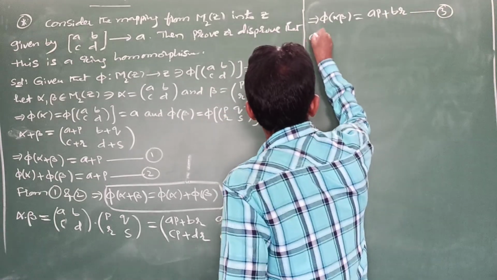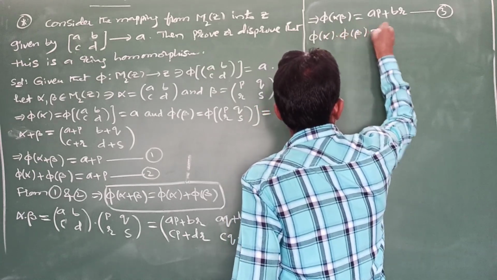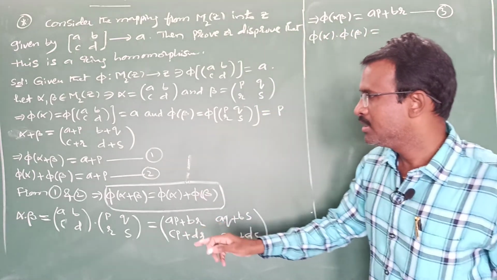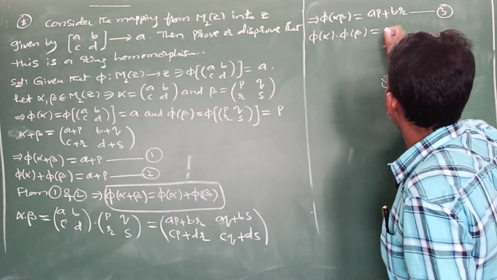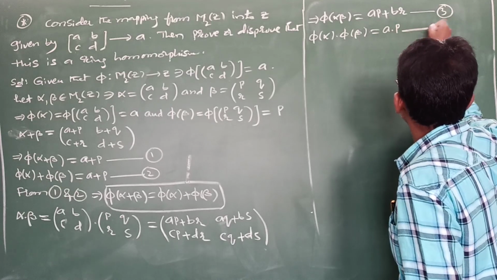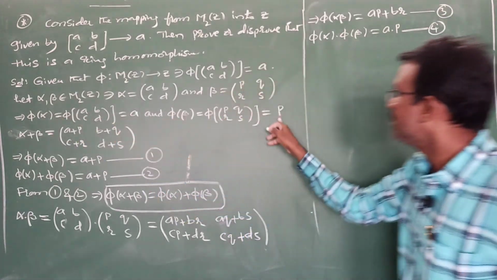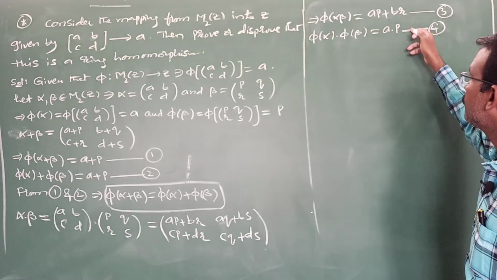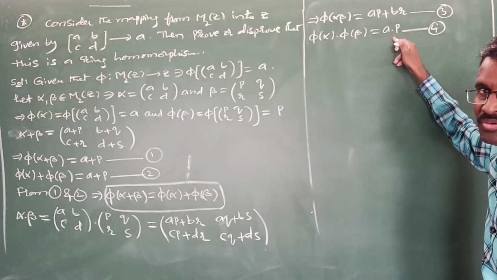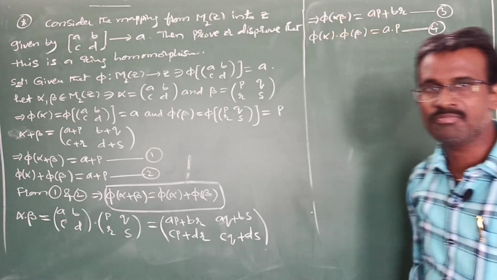Next, separately go for phi of alpha into phi of beta. What is phi of alpha? Here we find phi of alpha is A and phi of beta is P. It is A into P. Any doubt? Phi of alpha is A and phi of beta is P. I just substituted there. Concentrate on relations 3 and 4. Are these two equal? No. That means phi of alpha beta is not equal to phi of alpha into phi of beta.